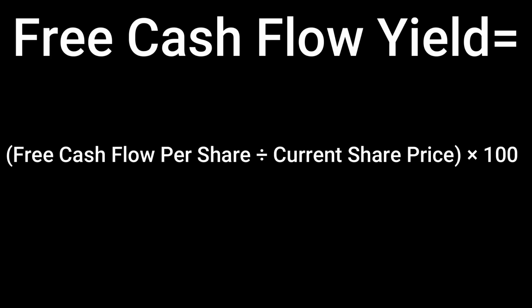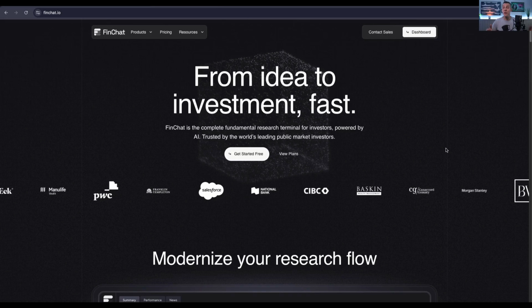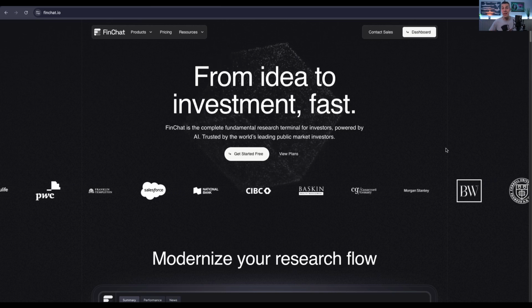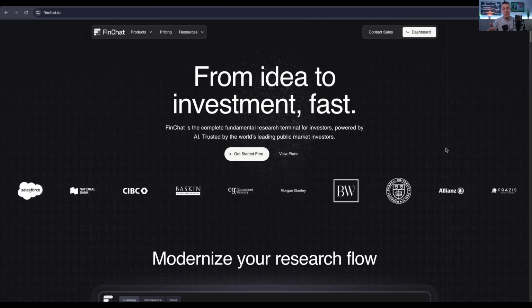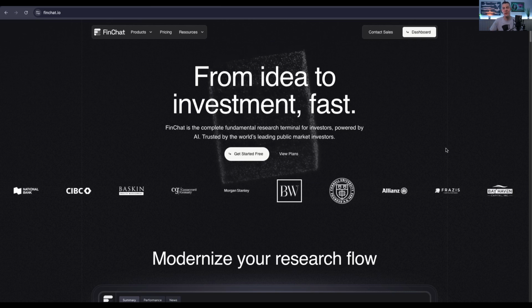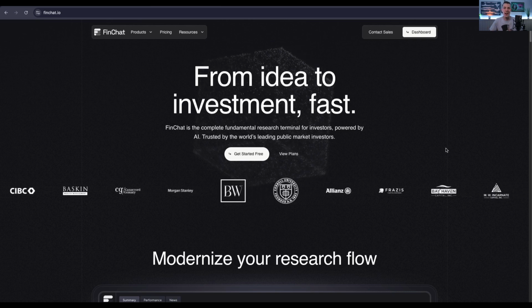So we're going to talk about free cash flow yield, why it's important to you, and how super easy it is to calculate. Honestly, if I can calculate it, you can calculate it. All that you do to find the free cash flow yield is take the free cash flow per share, divide that by the current share price, and multiply it by 100. Now, if you're frugal like me, you'll know the saying, if it's free, it's for me. And here, I'm going to show you the super simple way to find free cash flow yield on finchat.io.